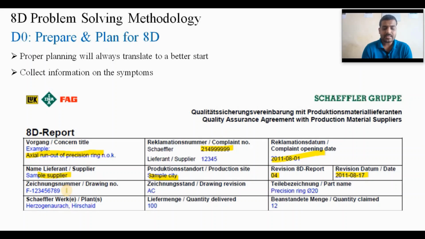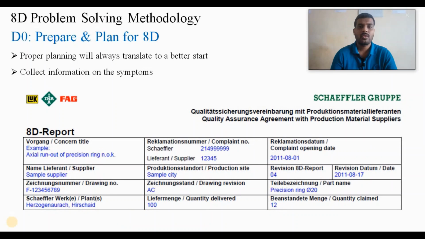Then you should have the drawing number, and if any alteration is there for that drawing, then that alteration number as well. Then you should have the part name, how many quantities were delivered, and out of that how many quantities the customer is complaining about for the quality problem or defect. These primary details you should have for D0, that is the preparation and planning phase of the 8D analysis. With this, now we will move ahead to the D1 phase, that is establishing a problem solving team.